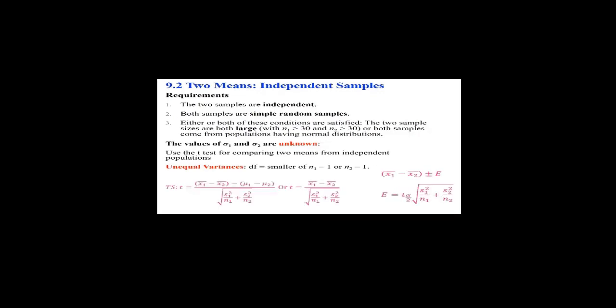Look at x1 bar minus x2 bar plus minus E. That is not changing. What is changing? E is changing. In the case of sigma missing for one sample, E was t alpha over 2 times the square root of s over n. That's s1 squared over n1 plus s2 squared over n2, which is similar to that. The test statistic, again, is similar to that: x1 bar minus x2 bar, and this goes to 0 because it comes from H0, over the square root of s1 squared over n1 plus s2 squared over n2.